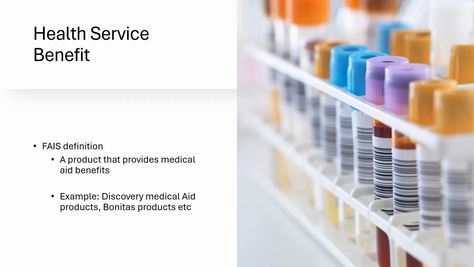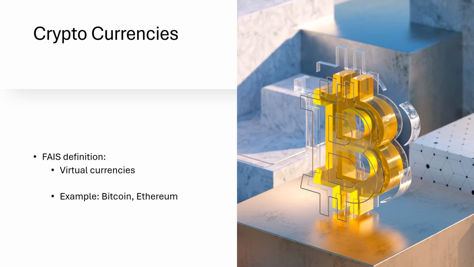A health service benefit, that is a product that provides medical aid benefits. For example, any medical aid product from Discovery or from Bonitas or MediHelp. And then cryptocurrencies, those are our virtual currencies. So it's not linked to a specific country, it's not used in a specific country. Everyone from all over the world can access it and can use it and can trade with it when it is accepted. And our examples there we have Bitcoin and Ethereum. Right, those are our financial products.